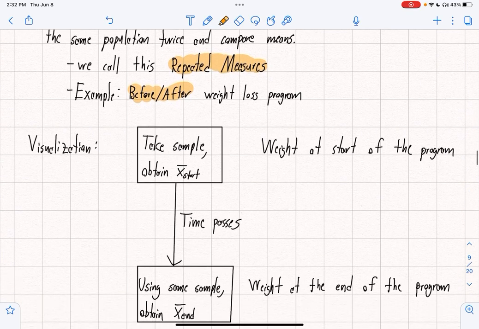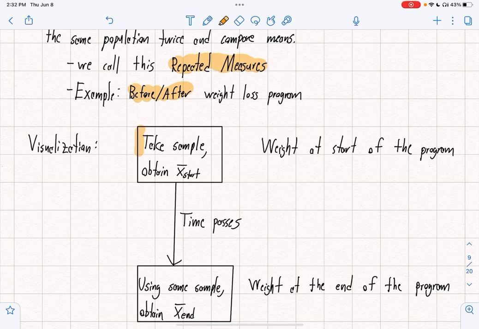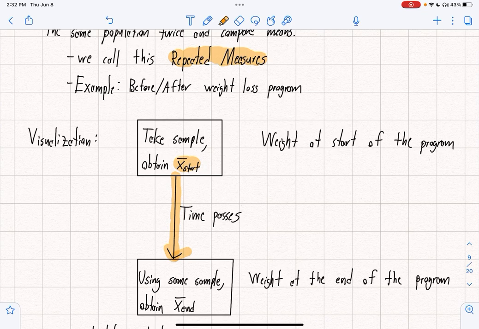So let's visualize this. We take one sample, and we obtain a sample average. We'll call it X bar start. And then time passes, and then from the same group of people or subjects, we take another sample and we calculate their end average, so X bar end. We might think of this as the weight at the start of the program compared to the weight at the end of the program. So it's not two different groups. It's the same group being measured twice. And we're going to call that repeated measures.